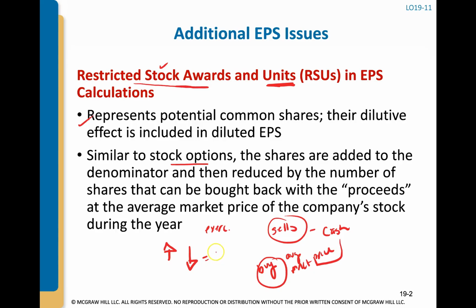And the net difference, if it's a net increase to the shares outstanding, we increase our denominator by those number of shares. So similar to stock options, the shares that are added back to the denominator and then reduced by the number of shares that can be bought back with the proceeds at the average market price of the company stock is also utilized for restricted stock awards and units. So we kind of use the same theory. However, when we're talking about restricted stock awards and units, the recipient doesn't actually have to buy shares because they already just get them outright, because they're automatically issued to them upon granting. So it is automatically outstanding.